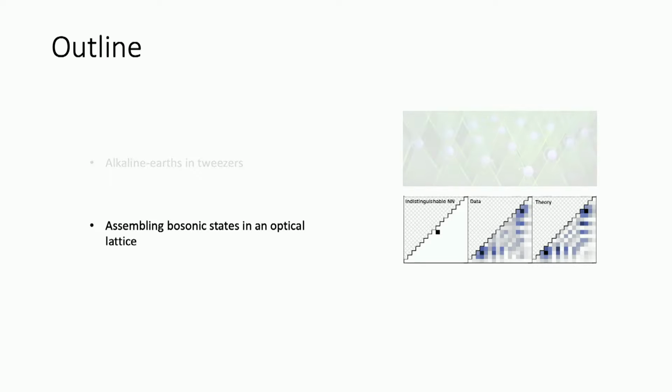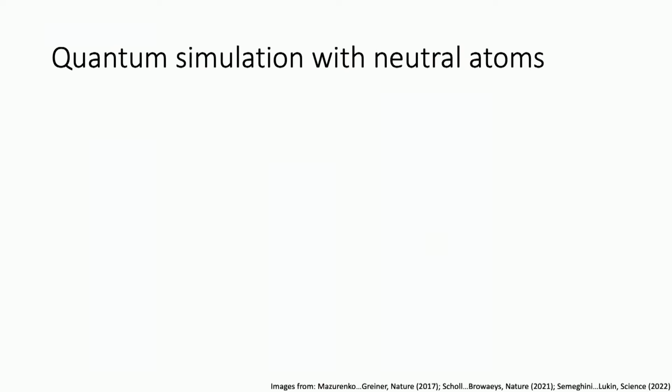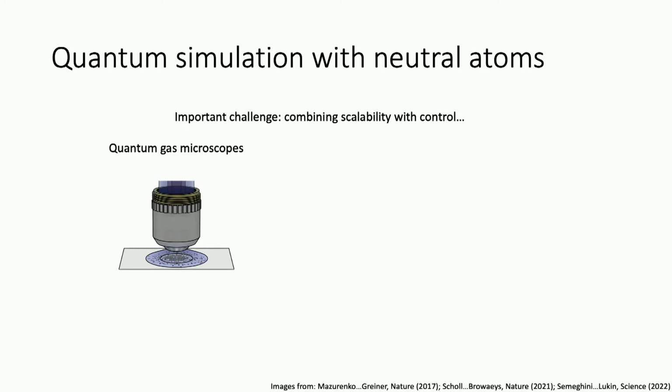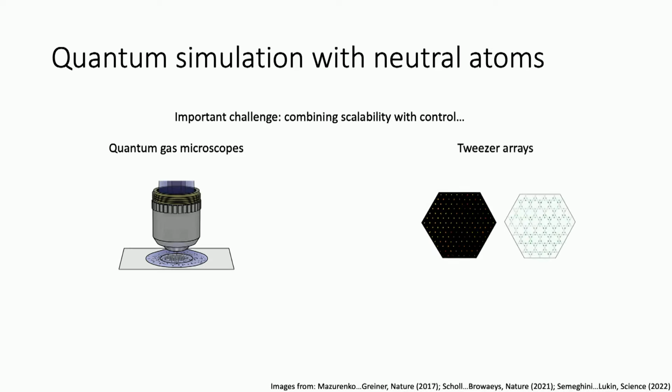I'm going to hone in now on this short story that we've been recently looking at. This echoes some of the themes from Manuel's talk in the sense that I want to zoom out a little bit and just talk about quantum simulation with neutral atoms and various considerations that arise given the platforms that people use. In particular, I want to focus on this challenge of combining scalability with control. Not always needed, but it's one particular thrust these days. And this is exemplified by two platforms, namely quantum gas microscopes and optical tweezer arrays.